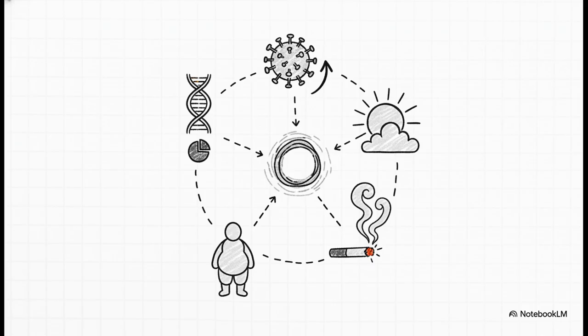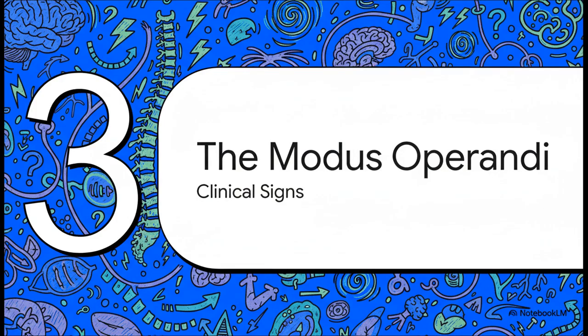We also have to factor in genetics. The HLA-DRB1/15 allele plays a role, but it only explains about 10% of the genetic risk. So MS is really this complex, perfect storm of environment, viral exposure, and host genetics. Part 3. The modus operandi. Recognizing the clinical signs of the disease.